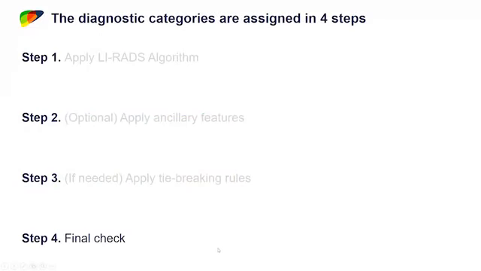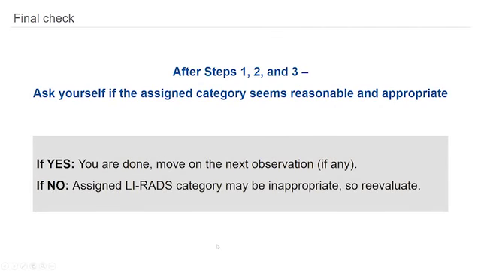And the final step, step number 4, is a final check. You arrive at the category, and you decide, does this seem reasonable? Does this observation fit into the category that you arrived at? If yes, you're done. And if no, you should reevaluate the imaging features, reevaluate the prior studies, and try to figure out where the mistake may have been and assign the category which may be more appropriate.